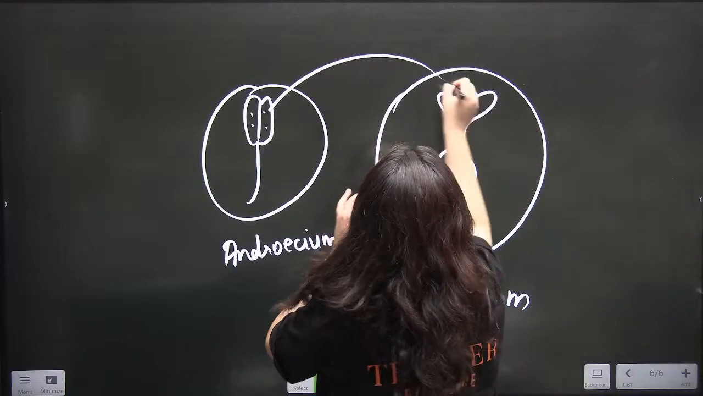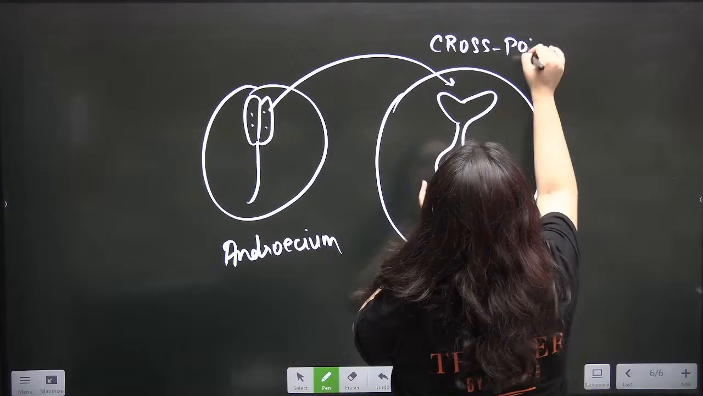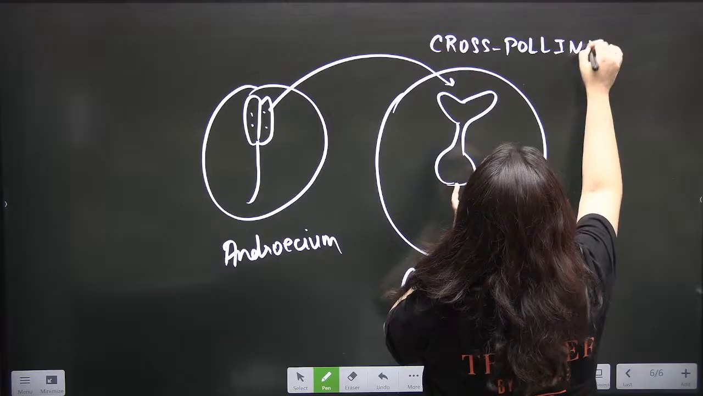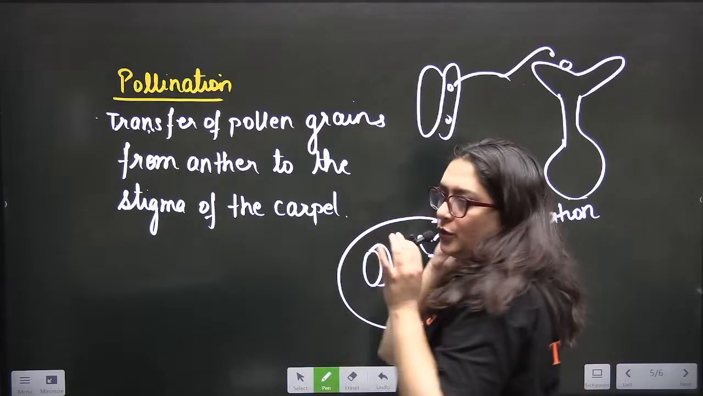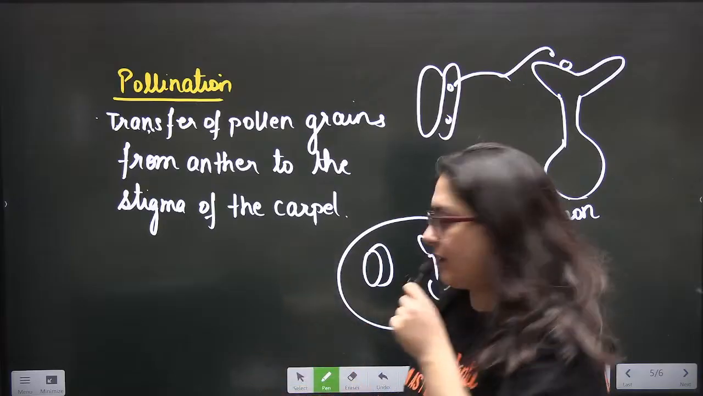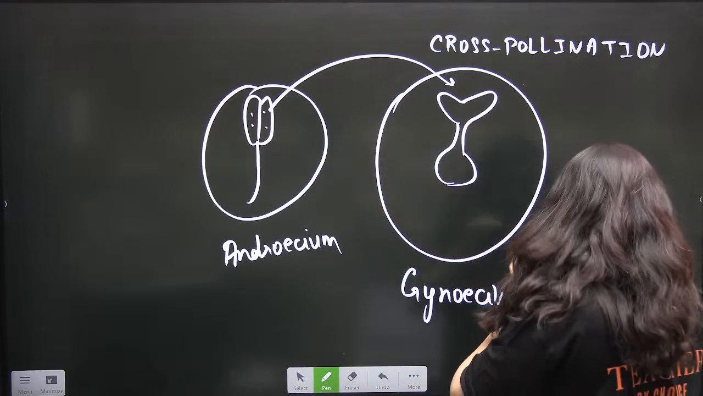So here it is cross pollination. In self-pollination, transfer of pollen can occur within the same flower. And in cross-pollination, transfer is occurring between two different flowers.